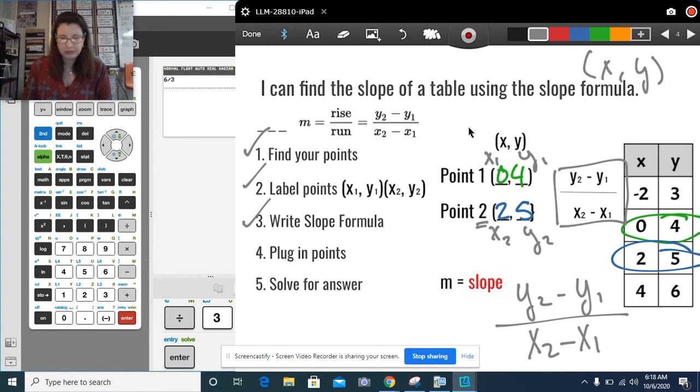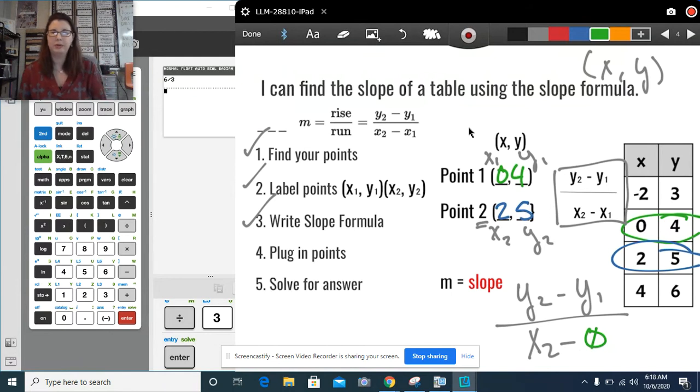This time I'm going to plug them in a little bit differently. I'm going to start with point 1, my 0 and 4. Well, my 0 is x1, so I want to look and see where is x1 on the formula. Well, x1's on the bottom. Now, is x1 on the right or the left? x1 is on the right, so I'm going to erase the number on the right, and I'm going to put my 0.